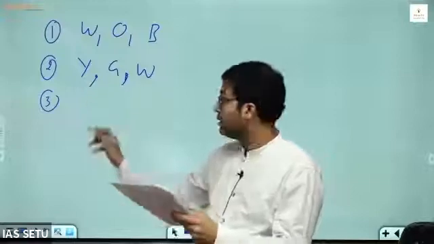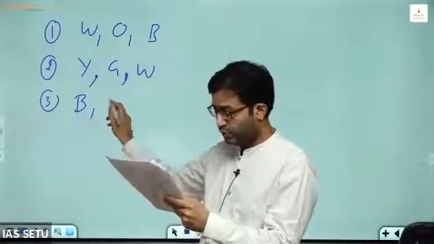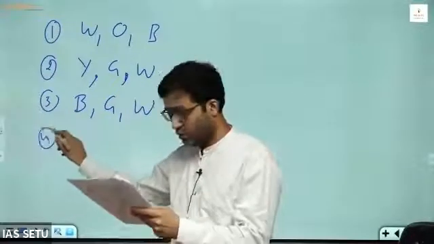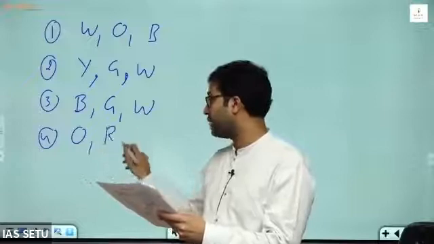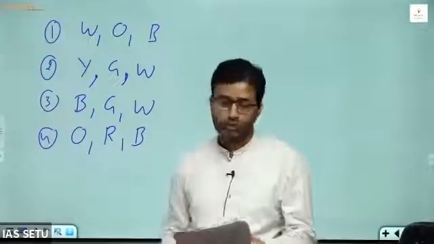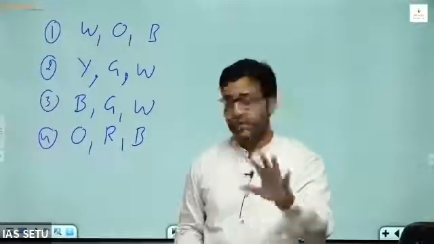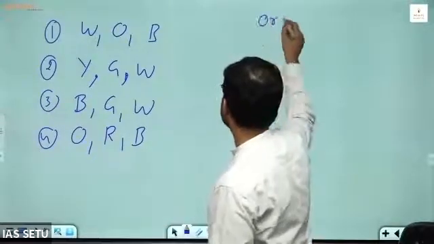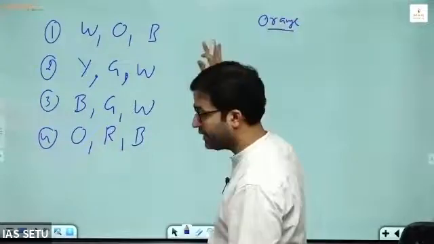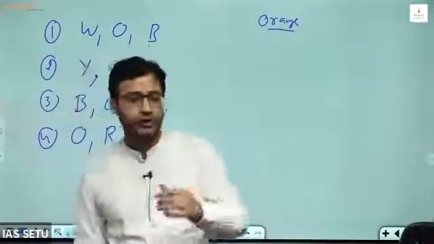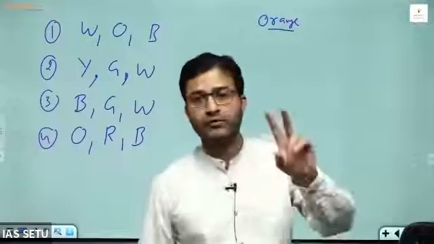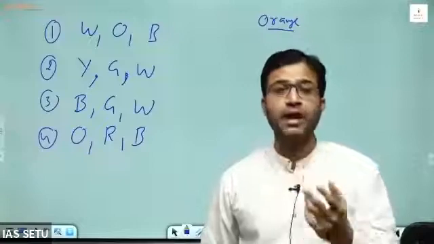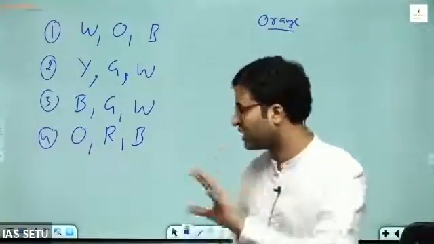Third statement, color blue, green, white. Fourth statement, orange, red, blue are on the adjacent faces. So they have given four statements and they ask what is opposite of orange. I tell you, golden rule here: out of these four statements we have to pick two statements and compare these two statements and we get the answer. And how we will pick statements, I tell you the rule, just concentrate.